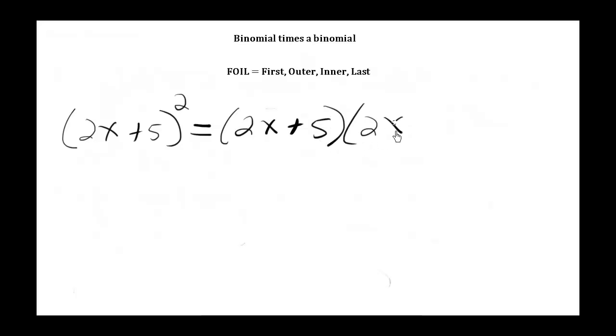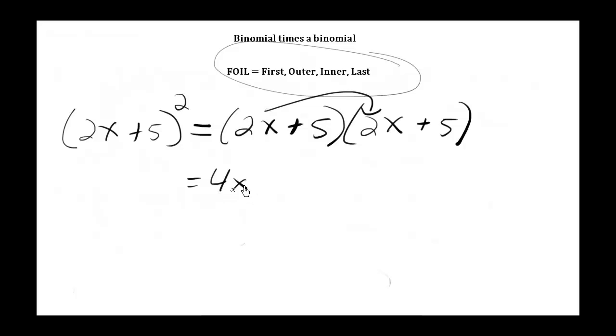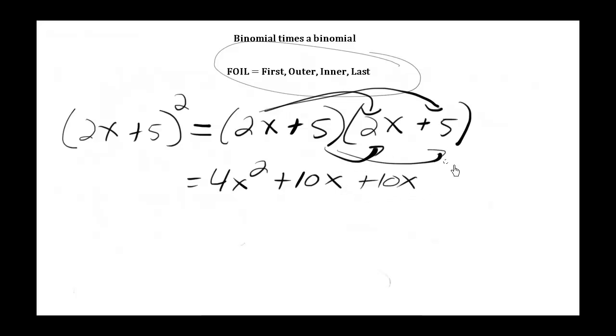And then what do you know? We've got a binomial times a binomial, and we're going to FOIL this guy out. So 2x times 2x gives us 4x squared. And then 2x times 5 gives us plus 10x. Another one is another plus 10x. And then last is plus 25. I combine up my like terms, and I get 4x squared plus 20x plus 25.